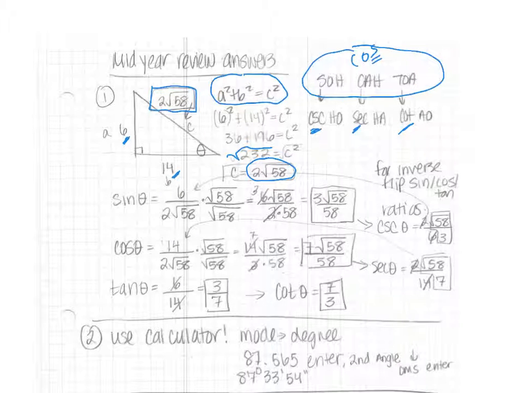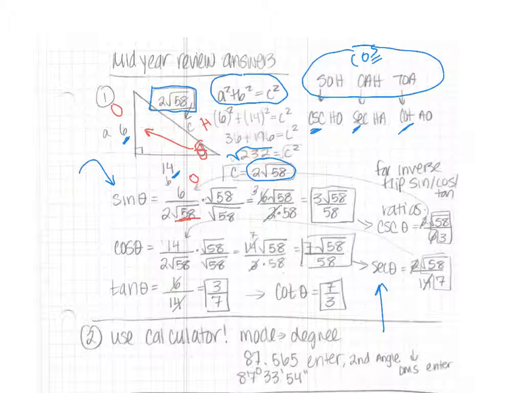Always when you're doing these, first of all, find sine, cosine, and tan. And then when you need the reciprocals, just flip the original ratios. So for example, sine is opposite over hypotenuse. Opposite of theta is 6. The hypotenuse is 2 root 58.